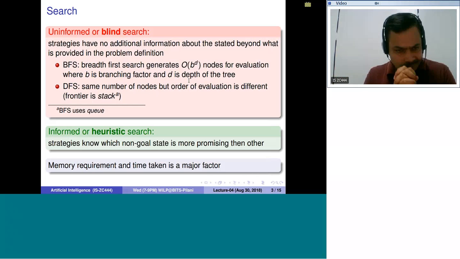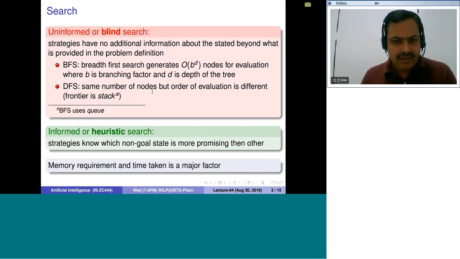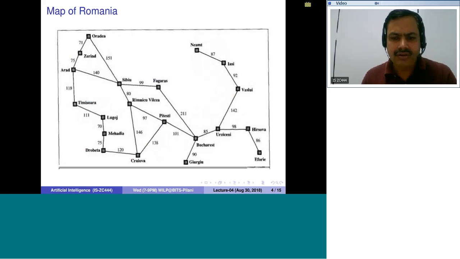Whenever we are going to design a strategy, either uninformed or informed search, or blind search or heuristic search, we always have to be cautious about what the memory requirement is and how much time it is going to take to give me the answer. So this we have done in the last class. I think this part has not been done in the last class, but this is also an important example.